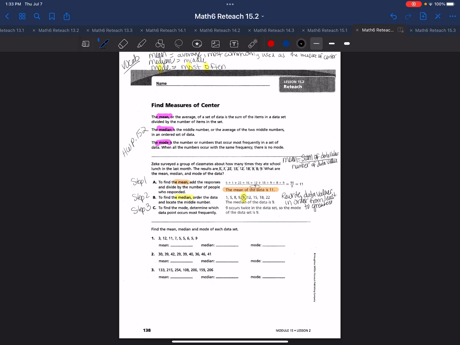So when you have an odd number here of the number of data values, and you see right here we have a 9, and that's an odd number, then you know you can find the median really easy. I'll show you later how to find the median if you don't have a middle number. So here we go. So the median for this data set is 9.